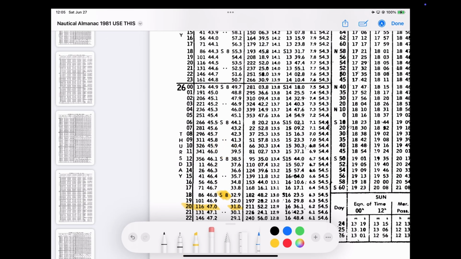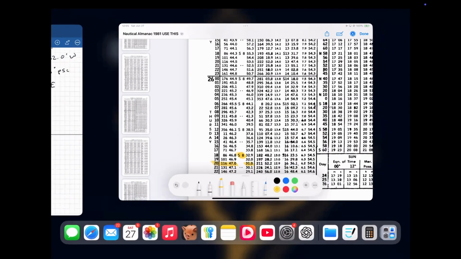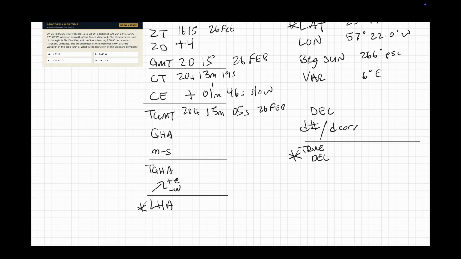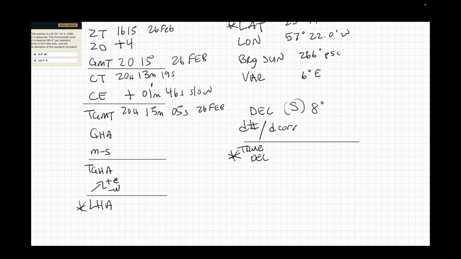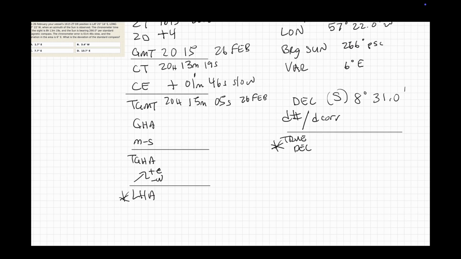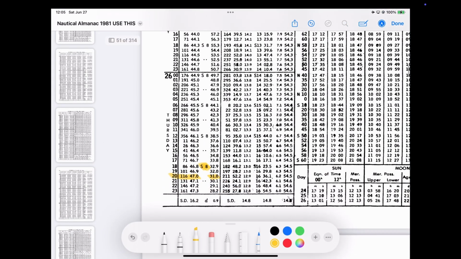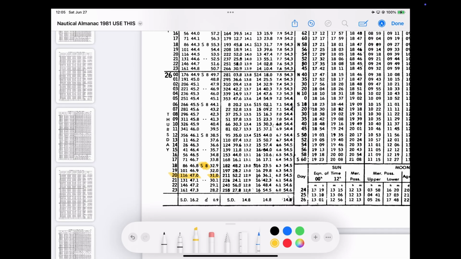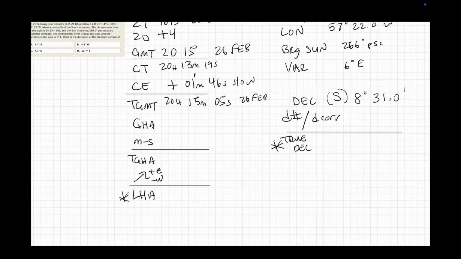We get our declination, which is south 8 degrees, 31 minutes. So I'm going to write that down. South 8 degrees, 31 minutes. And our GHA is 116 degrees, 47 minutes. 116, 47 minutes.